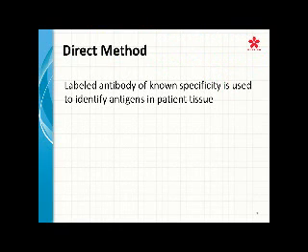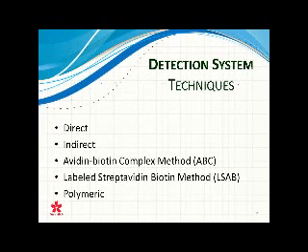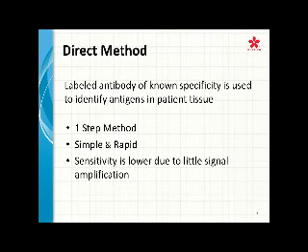So we're going to go over different specific detection systems. The first one is the direct method, secondly the indirect, and third the avidin biotin complex method, also known as ABC. We're also going to go over the labeled streptavidin biotin method, also known as LSAB. And lastly we're going to go over the polymeric detection system, which is what most of us are using in our laboratory today.